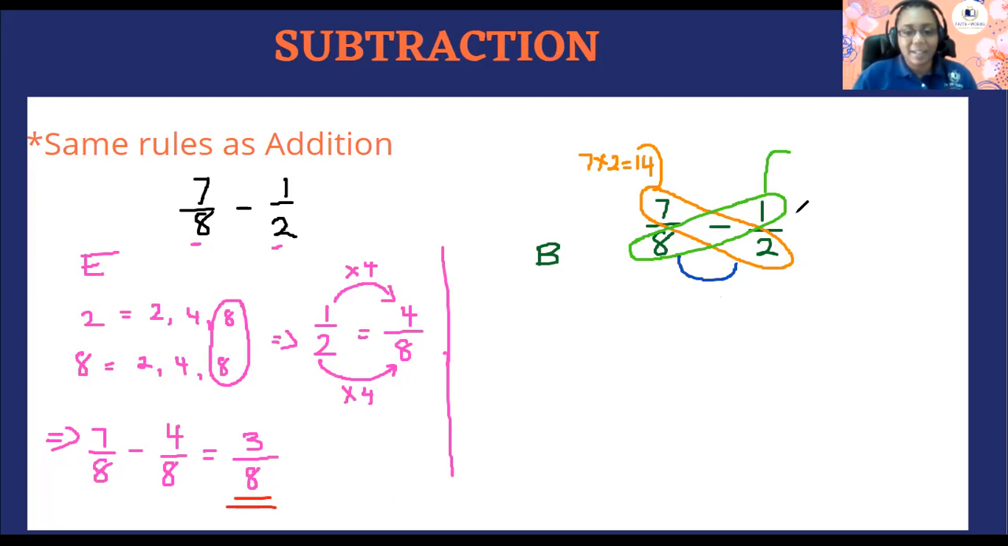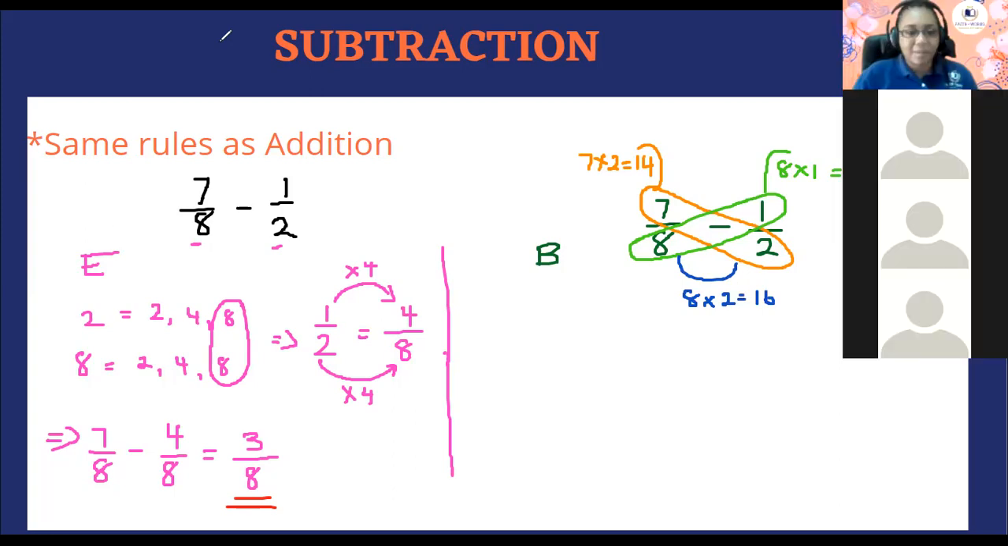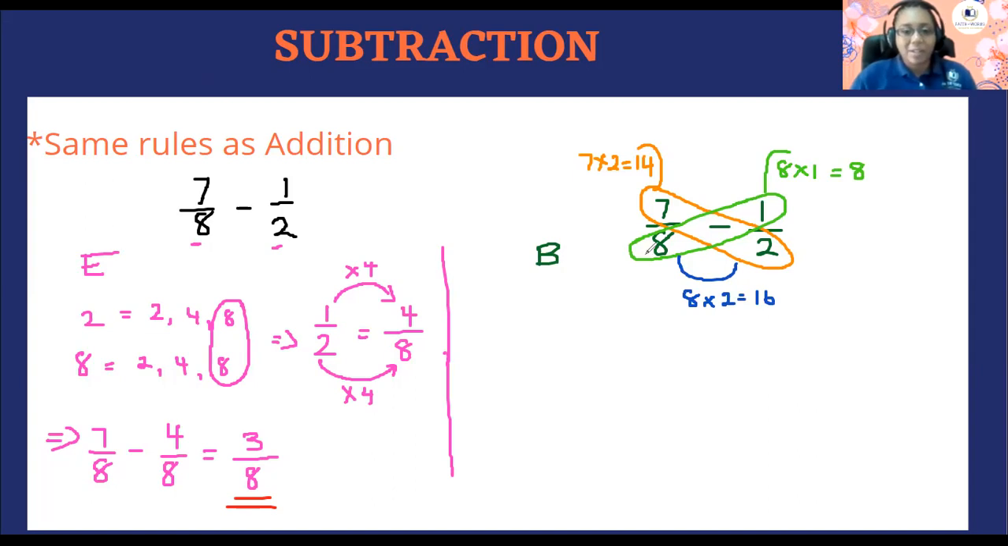Under the second antenna, we have 8 multiplied by 1. And that is going to give us 8. Under the body, we're going to do 8 multiplied by 2. And that's going to give us 16. All right, so if you had a question? No, not yet. All right. Right, so the numbers at the top are the numerators and the numbers at the bottom are the denominators.